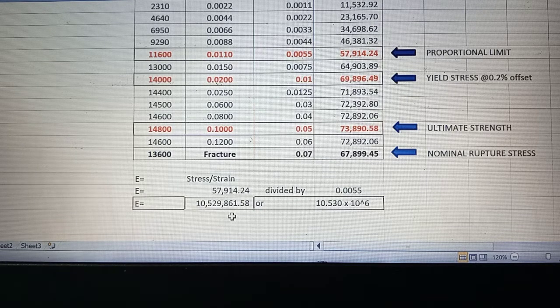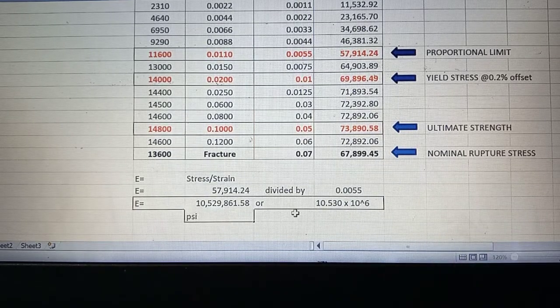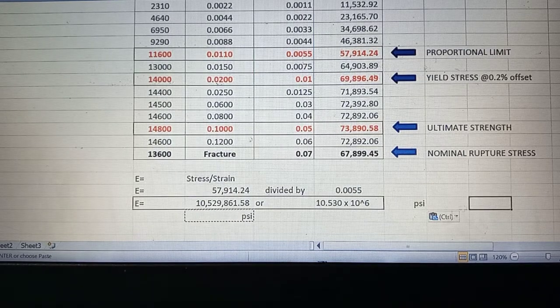You get 10,529,861.58. Its value is in psi here. You can convert it into scientific notation. In scientific notation, you can name this as 10.53 times 10 to the 6th psi. So this will be your E.